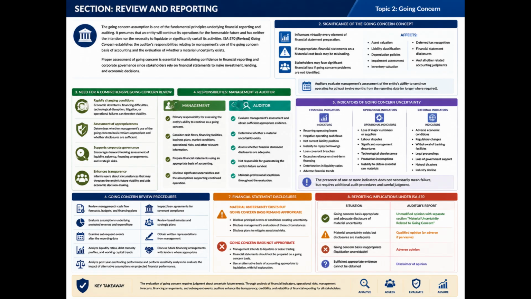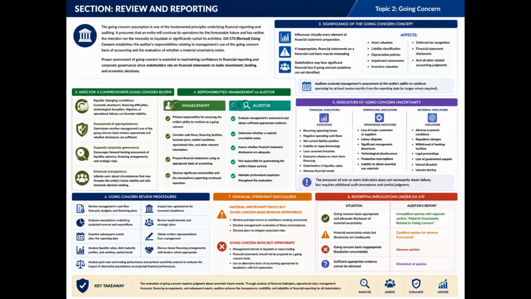The significance of the going concern concept extends beyond accounting measurement because it influences virtually every element of financial statement preparation. If the going concern assumption is inappropriate, financial statements prepared on a historical cost basis may be misleading, as assets may require valuation at net realizable or liquidation values and liabilities may become immediately payable.